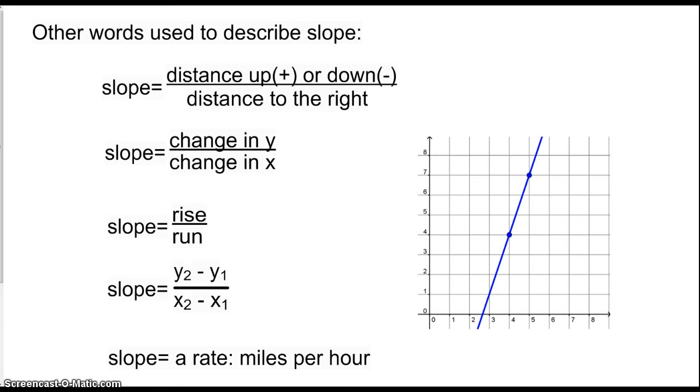We're going to talk in one of the other videos about formulas, about the slope formula, which says it's the change in y, which is y2 minus y1, divided by the change in x, which is x2 minus x1. We'll cover that in more detail in the formula video, right? And this is important too, that the slope can also be considered a rate. For example, something like miles per hour. That's a fraction. It's an amount of miles divided by an amount of hours, so that's also a slope in some sense. Okay, for computing it, we're going to focus mainly on that top definition, distance up or down divided by distance to the right.